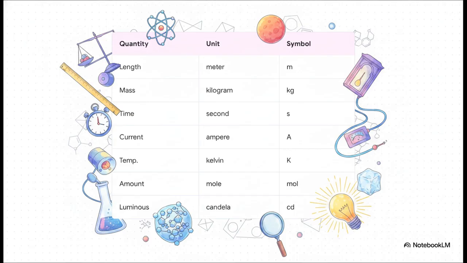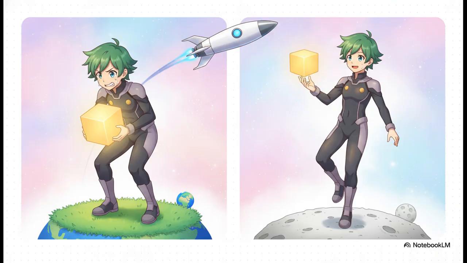Before we go any further, though, we really need to clear up a massive misconception. Mass and weight are absolutely not the same thing. Mass is the actual, constant amount of matter contained inside a body. It never changes no matter where you are in the universe. Weight, however, is a variable force exerted by gravity on that mass. So if you take a rocket ship to the moon right now, your mass stays exactly the same, but because the moon's gravity is much weaker, your weight would drastically decrease.